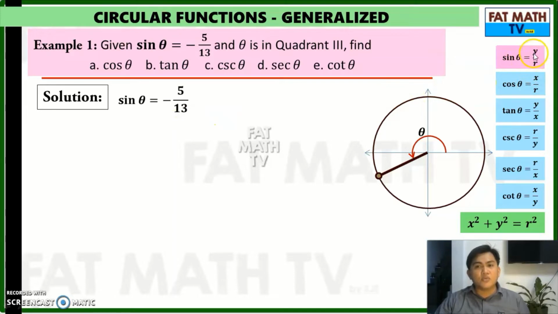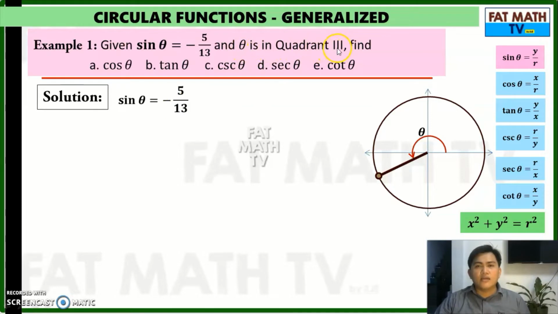Sine of theta is y over r, meaning to say this is y, the 5, and the 13 is the r. But how would you choose which one is negative? Because -5 over 13 can be -5 over +13 or +5 over -13. You have to take note that the radius should always be positive. So the ones that can be negative are just the y and the x, and the r is always positive.